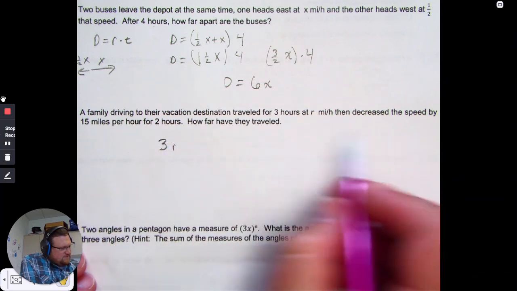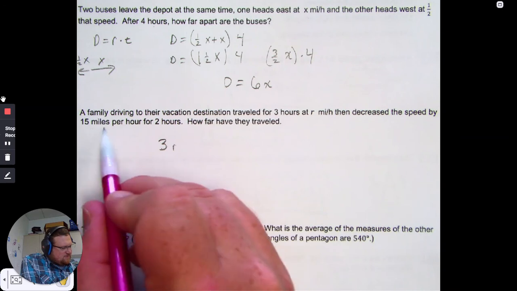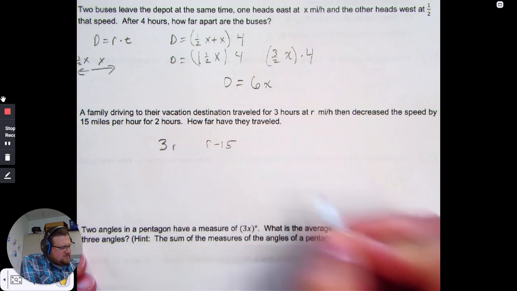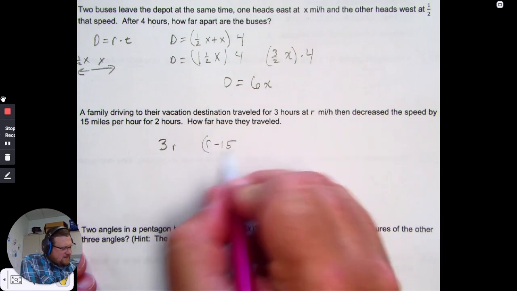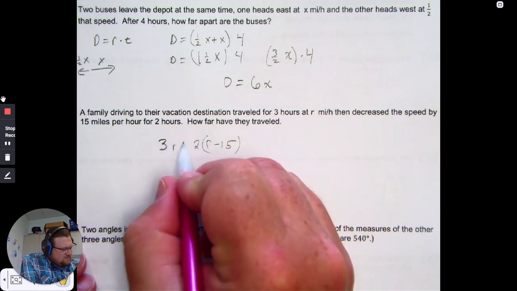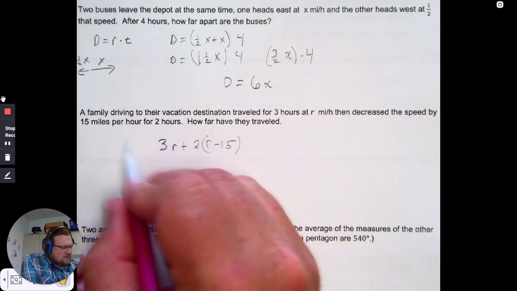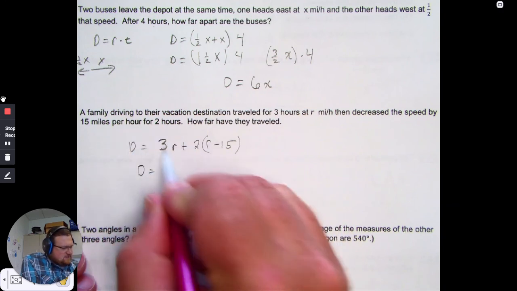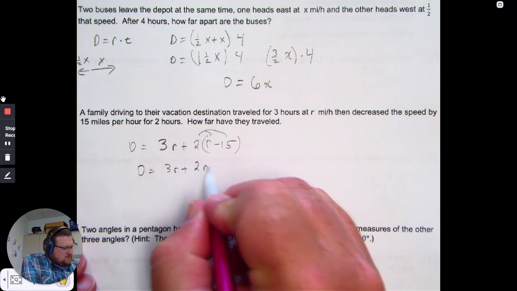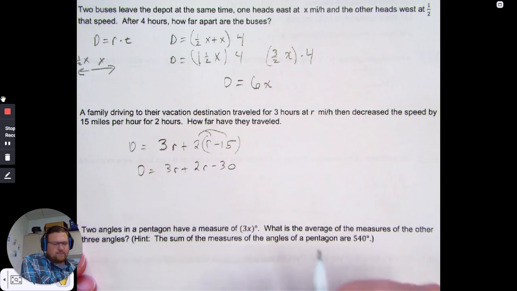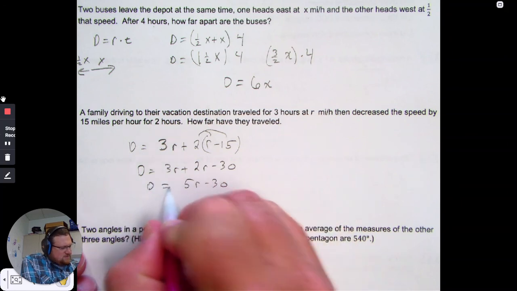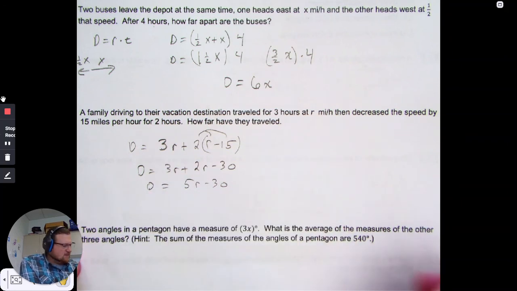Okay, but we have two different circumstances because then they decreased their speed by 15 miles an hour. So for a while they took whatever their previous rate was, subtracted 15 from that, and then did that for another 2 hours. If we want to know the total distance traveled, we would have to add those two together to find what my distance equals. So that's 3R plus, we have to distribute the 2. So this is 2R minus 30. So 3R plus 2R is 5R minus 30. So distance equals 5R minus 30.